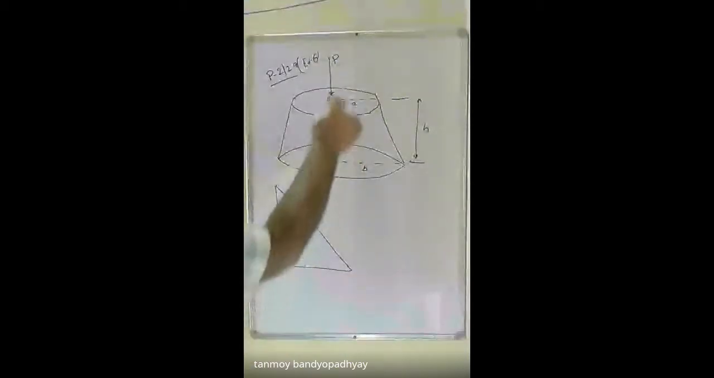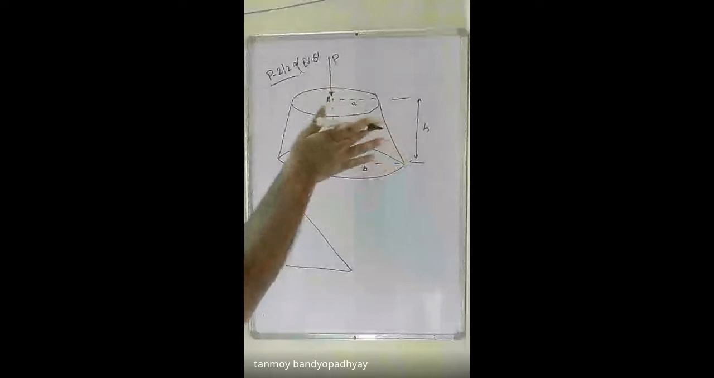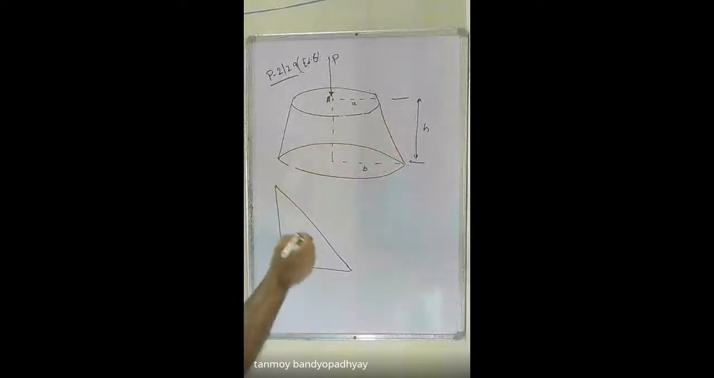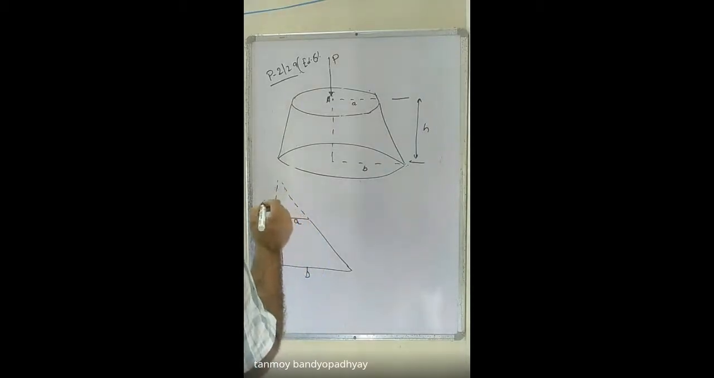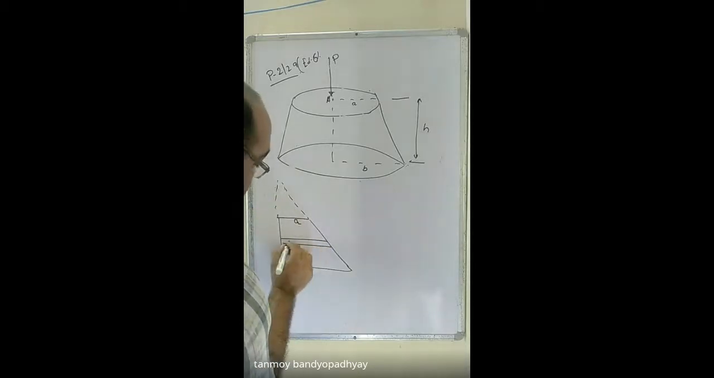So you just take this one. If you see it in the front view, you'll be getting a triangular sort of thing like this, not the entire thing, something like this. This is small b, this one is small a. Okay, so what we do is we take an element.